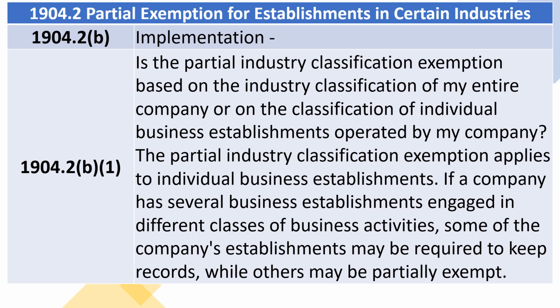1904.2 B. Implementation. 1904.2 B.1. Is the partial industry classification exemption based on the industry classification of my entire company or on the classification of individual business establishments operated by my company? The partial industry classification exemption applies to individual business establishments. If a company has several business establishments engaged in different classes of business activities, some of the company's establishments may be required to keep records, while others may be partially exempt.